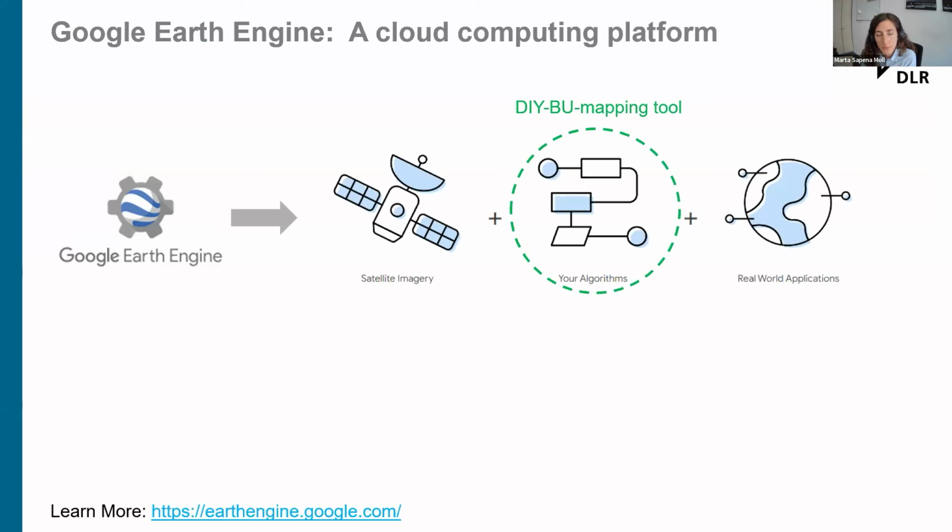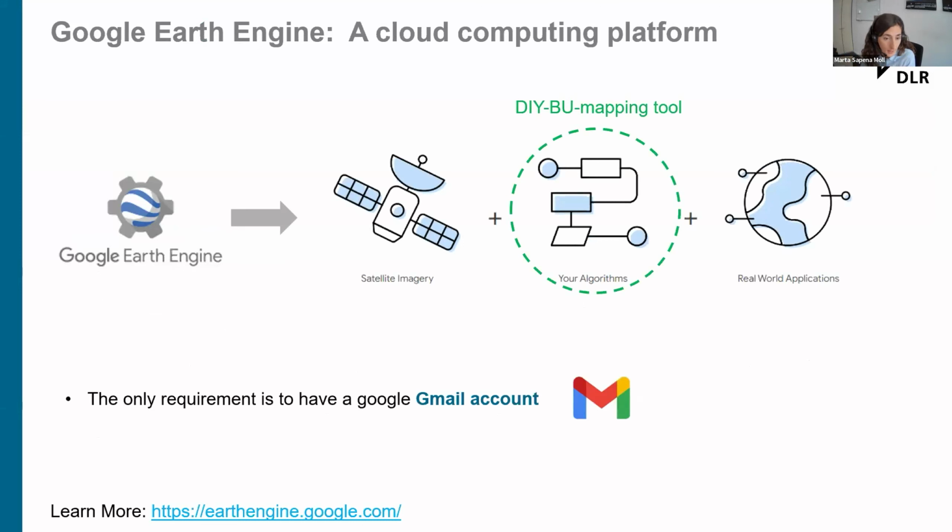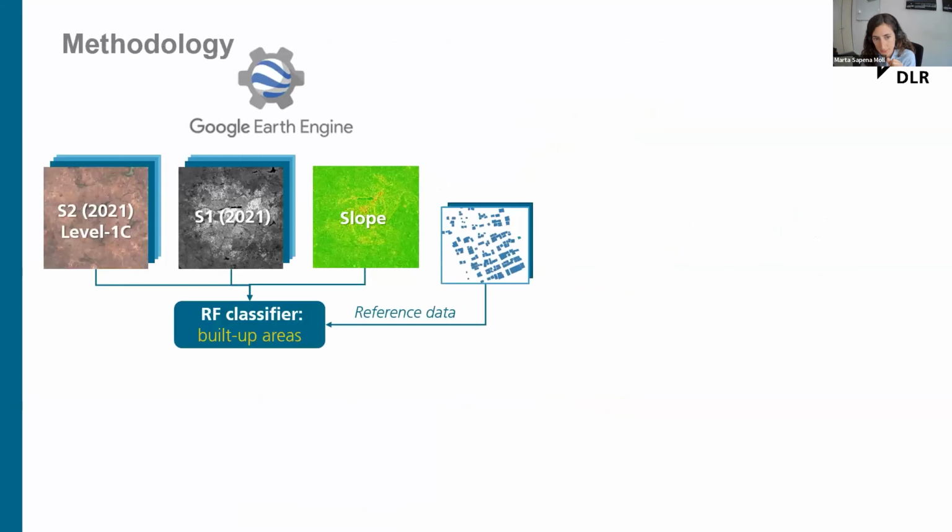So the only requirement for users to run the tool is to have a Gmail account that you will need to use to apply for access to Google Earth Engine, which is free for academic and research use. So you just need to have an email account, register, and then you automatically get an account. And by opening the tool, then automatically you will have access to what I will show later.